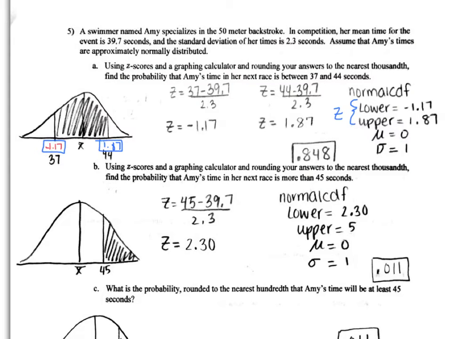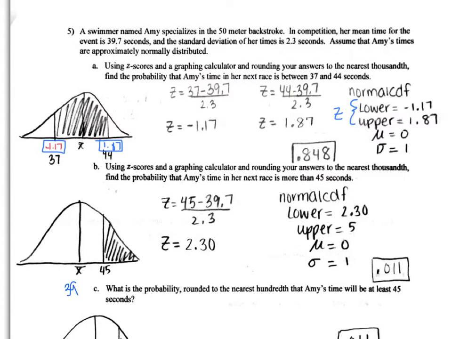Okay, let's move on to part B. Part B says the same thing. Using z-scores in a graphing calculator and rounding your answers to the nearest thousandth, find the probability that Amy's time in her next race is more than 45 seconds. So again, it helps if you draw a picture with the mean in the middle and the 45 seconds after the mean, because it obviously is after.